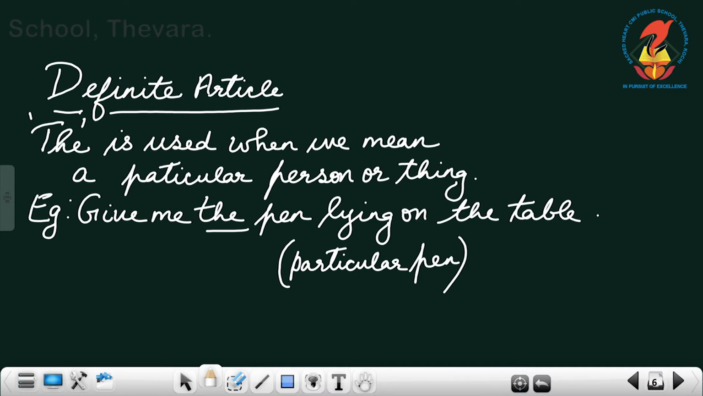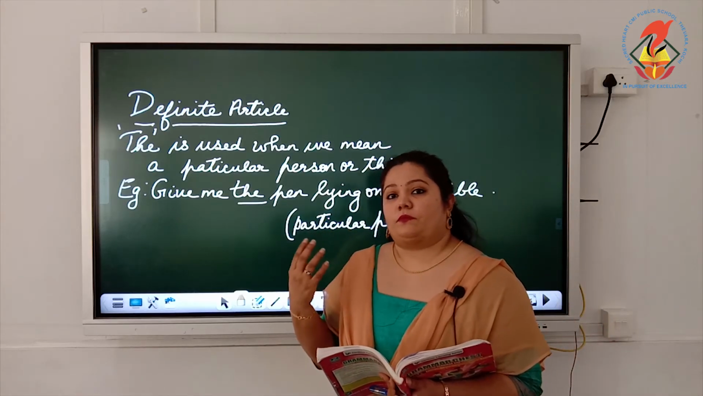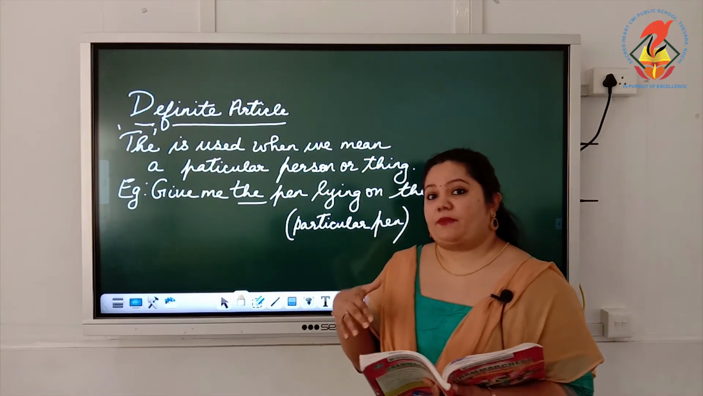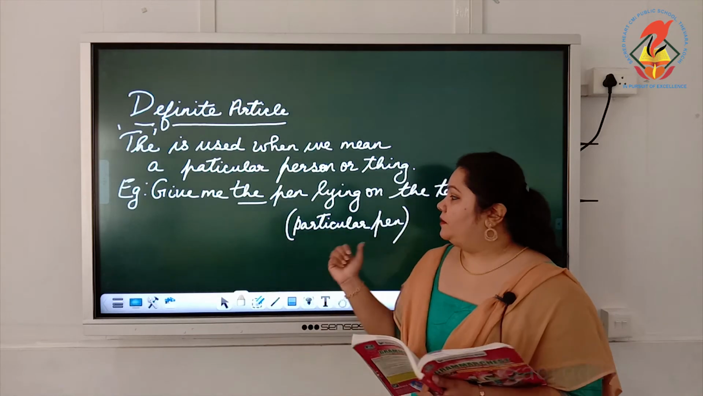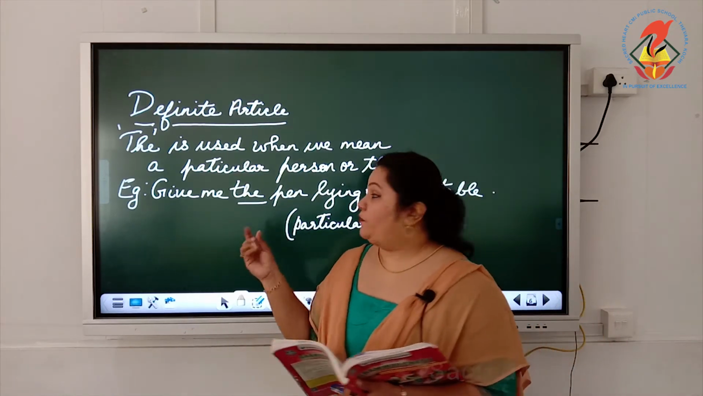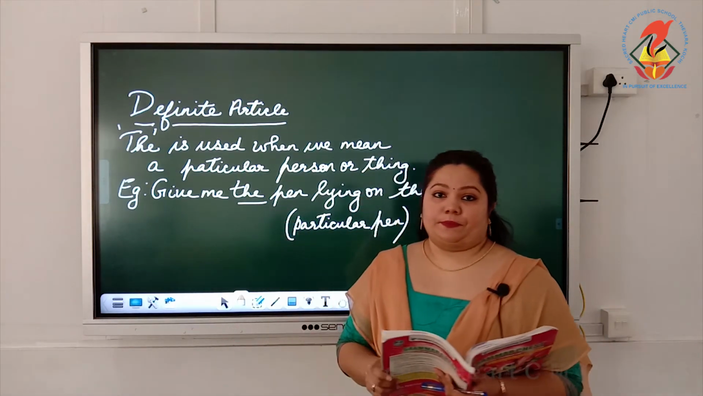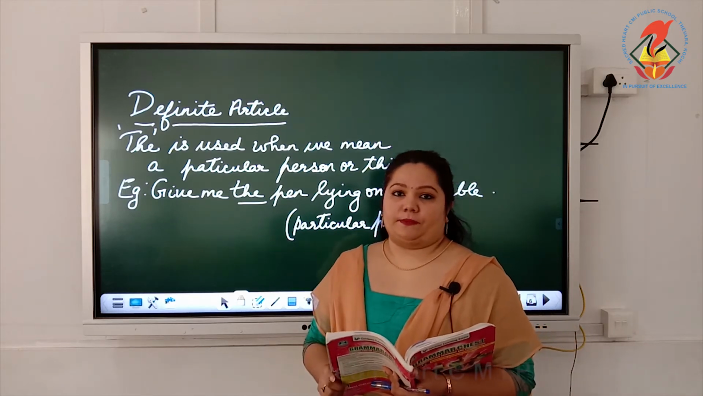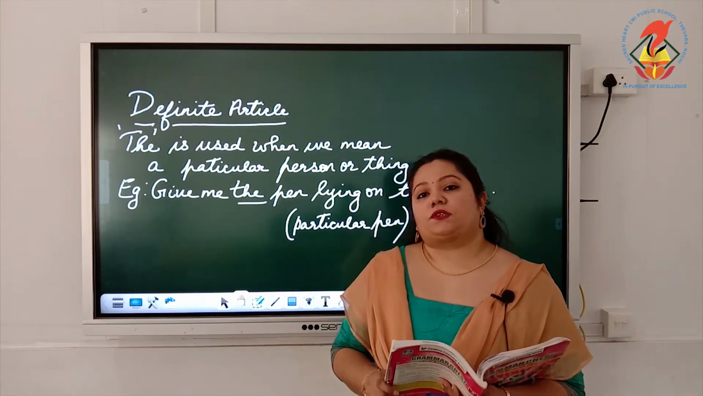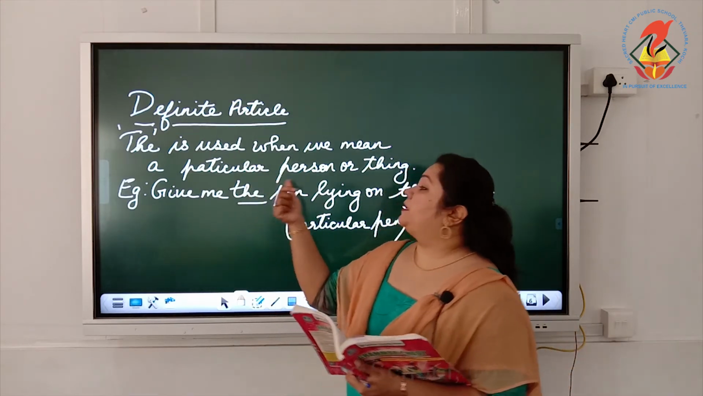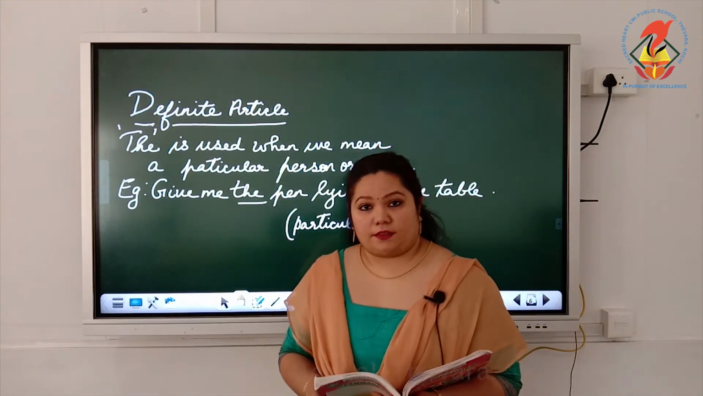Just look at the example, give me the pen lying on the table. Right? So we are not expected to just get any pen, we want that particular pen which is lying on the table. And so we use the definite article the over here because we want that particular pen. So basically the definite article the is used to specify a particular person or a thing.